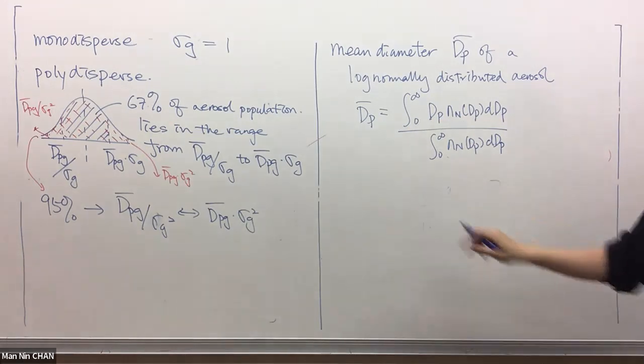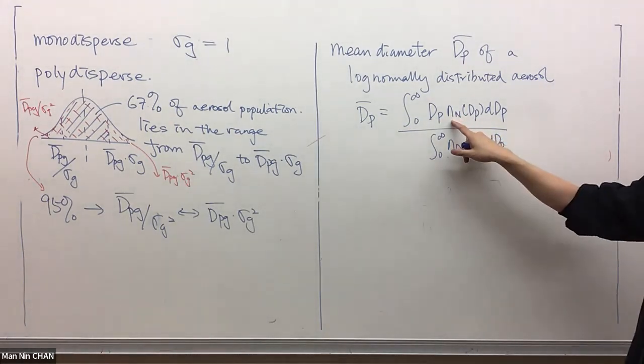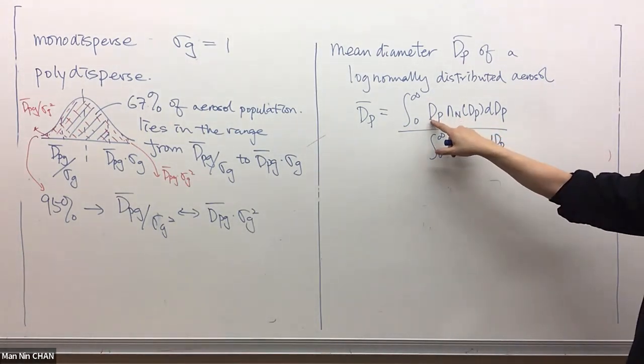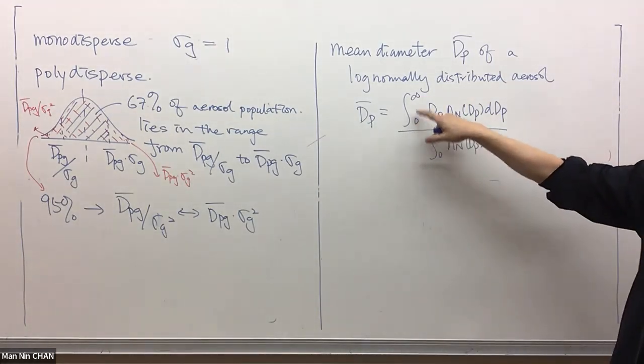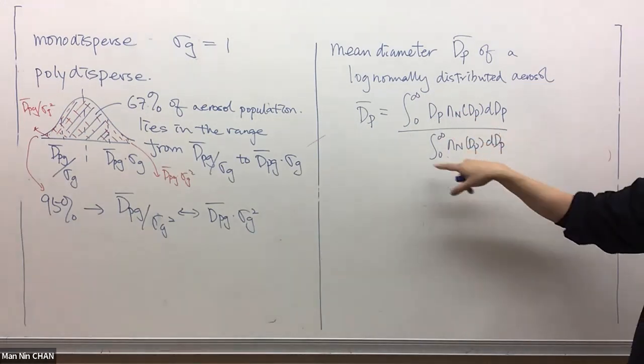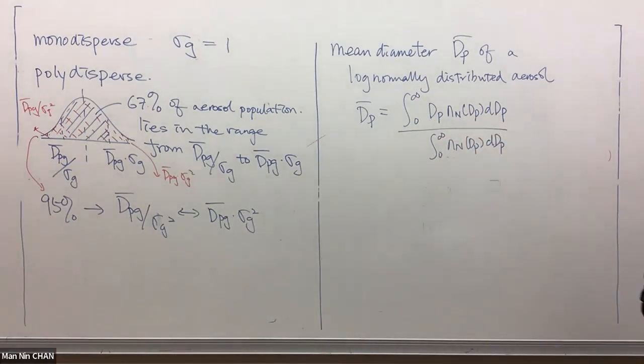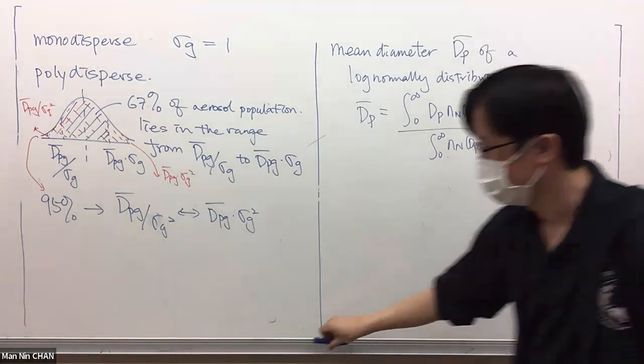So this is just by definition, right? This is your number distribution function times the diameter at a given size. Then you take the integration from 0 to infinity, and then you divide it by this term, which is just your total aerosol number concentration, NT, right?